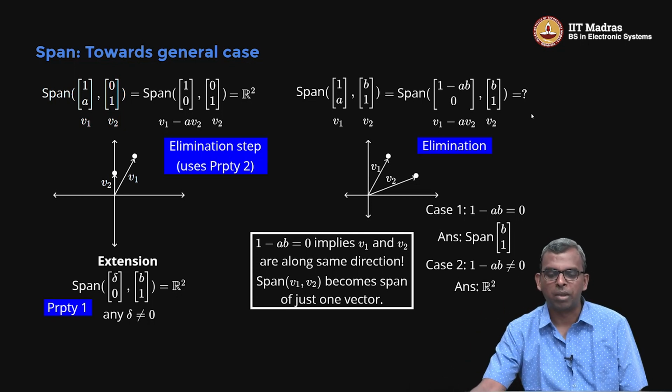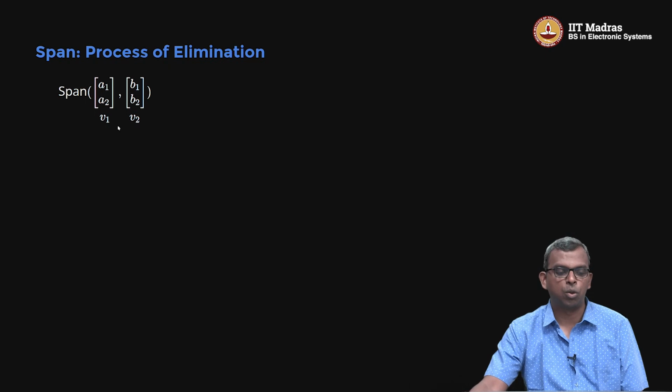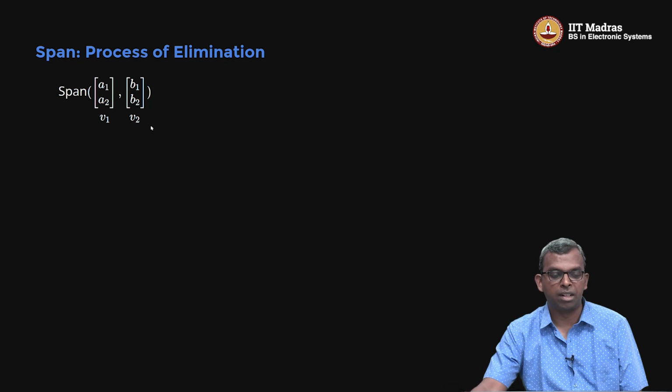So it seems to be building up very slowly. Now I think we're ready to finalize the process of elimination in the general case. We're going to move towards the general case. We're going to look at A1, A2, B1, B2. A1, A2 is the vector V1, B1, B2 is the vector V2. Okay, how do we do elimination in the general case? It seems a little confusing.